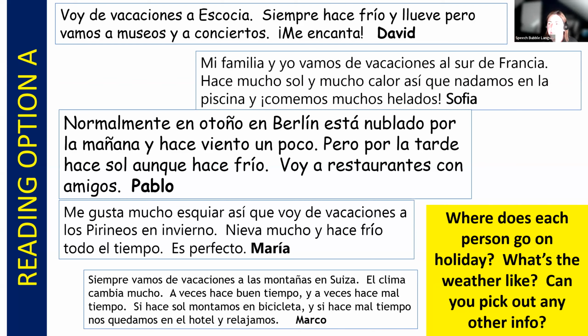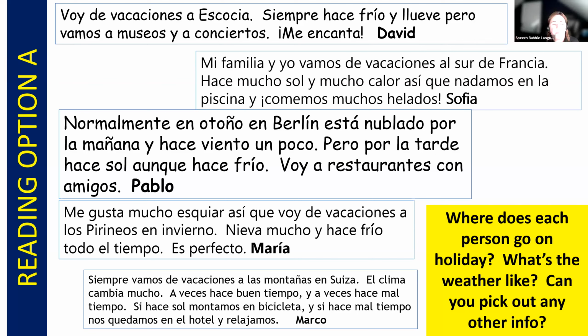Okay, Lee, translate it for me. So normally in autumn in Berlin, it's cloudy for the morning and windy, and I didn't get that. I put at night? I don't know what that means. It's not night, is it? Because tarde's evening. So, okay.